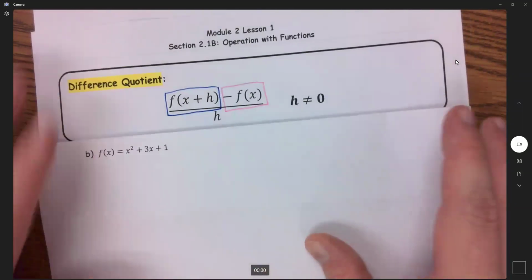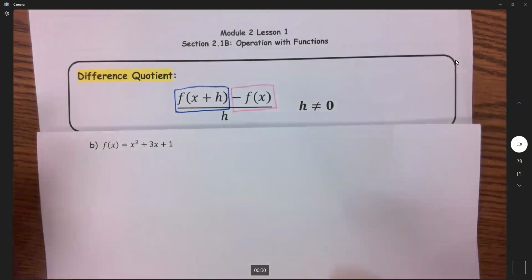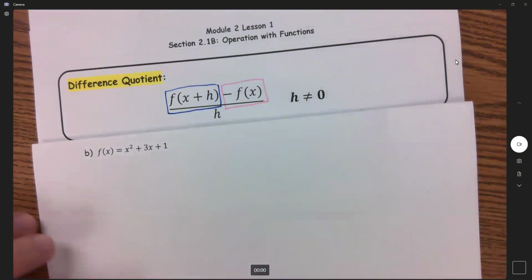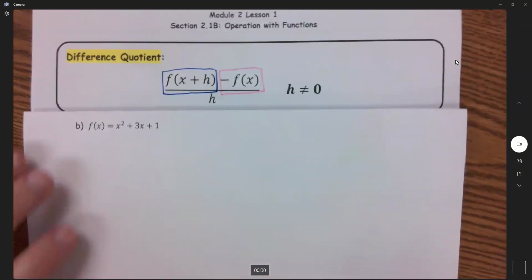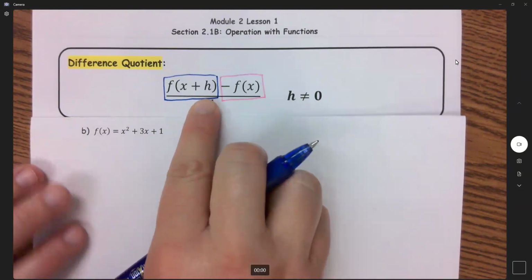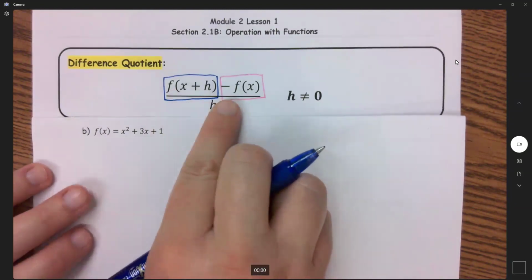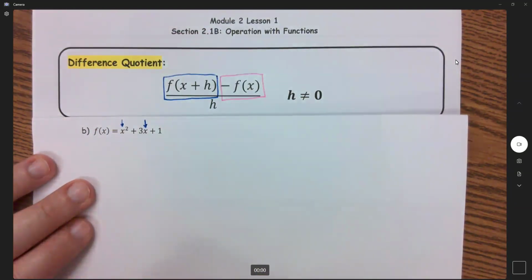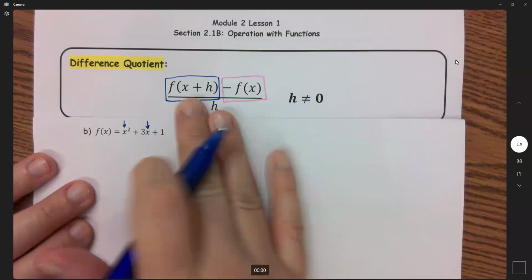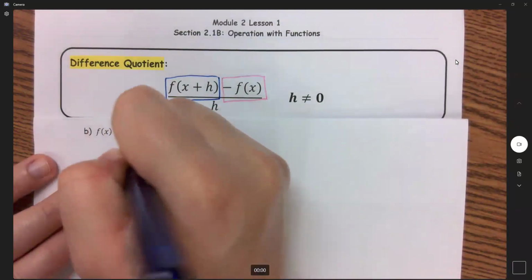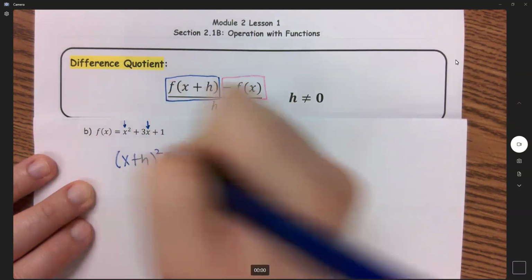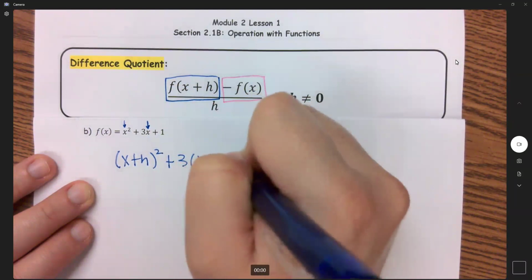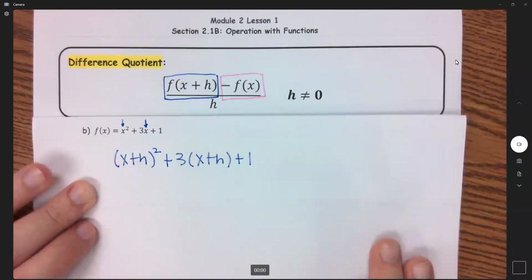part B now. We have a little bit more complicated of a function since we have 2 x's here, but we are not scared. Okay. So starting with the blue, I need to evaluate f of x plus h. So everywhere here that I see an x, which are these two, I'm going to replace these 2 x's with x plus h. So we have x plus h squared plus 3 times x plus h, and then bring down your plus 1.